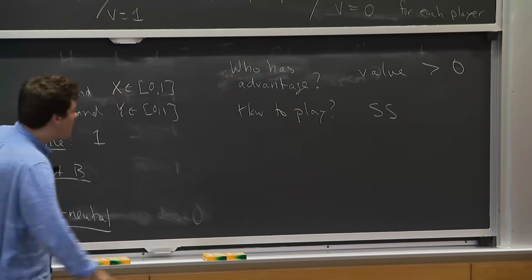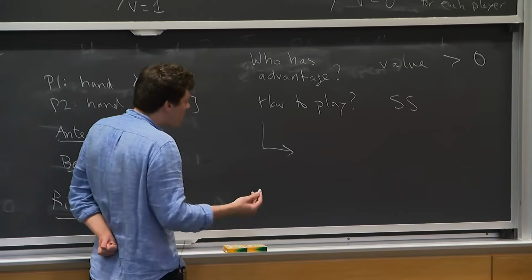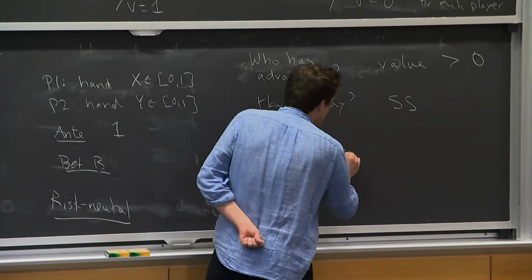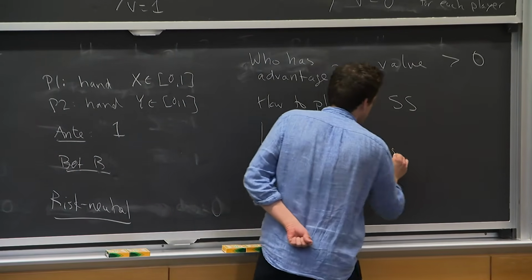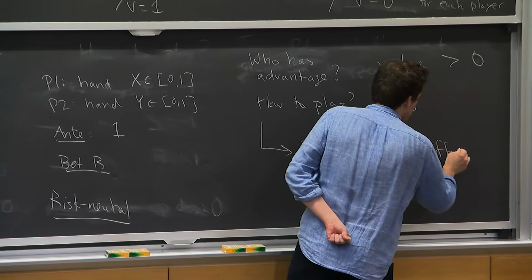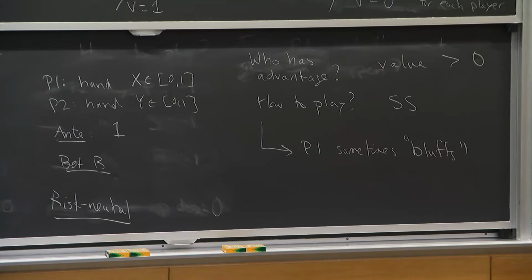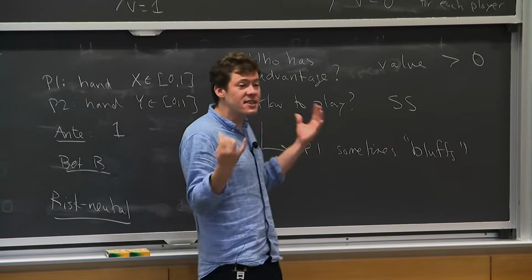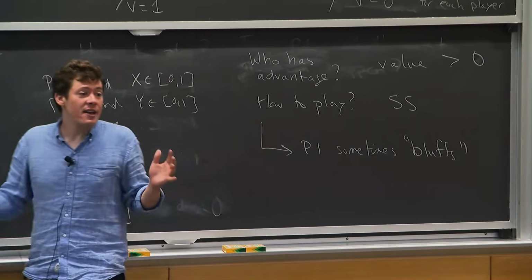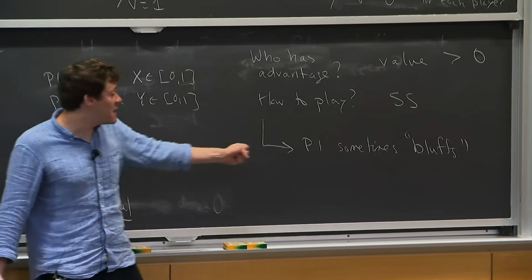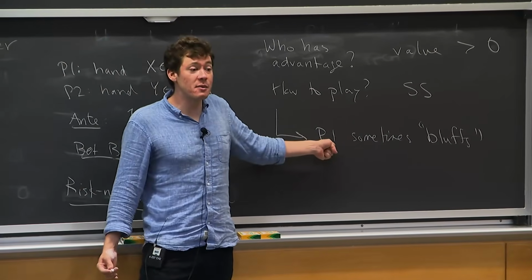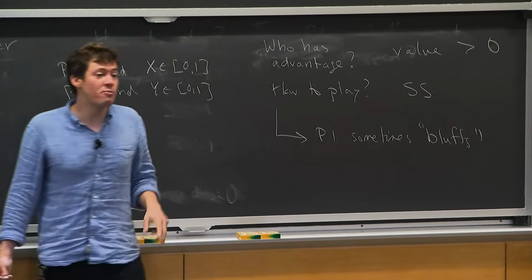And the how to play, I'll just say sort of the punchline is that it turns out player 1 sometimes bluffs. Meaning player 1 sometimes bets even when their hand is really, really bad. And I think before this, people thought poker is this psychological game, bluffing is this thing that's beyond mathematical reasoning, and it turns out just the minimax theorem immediately explains why bluffing is sometimes a good thing to do. But I'll put this on the problem set for you to work out.